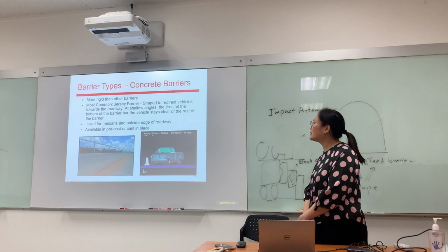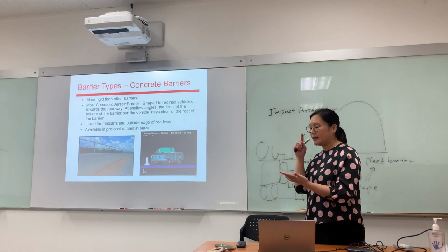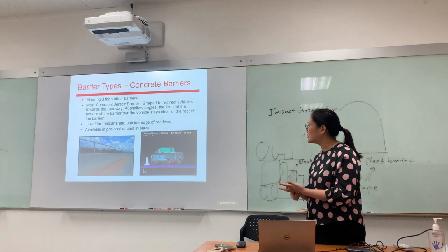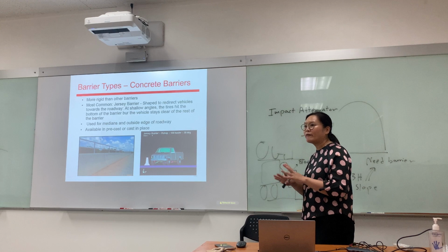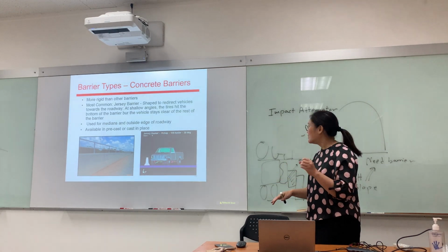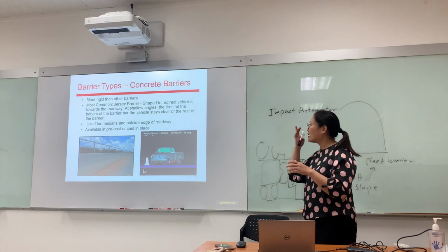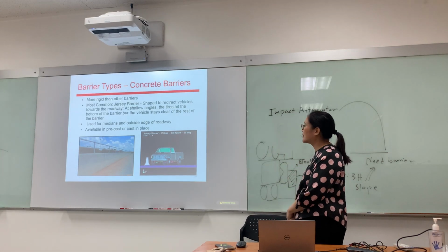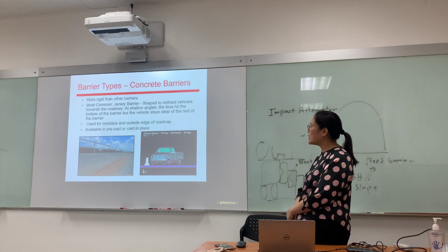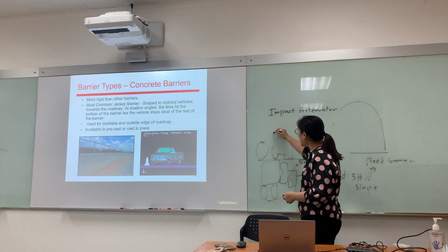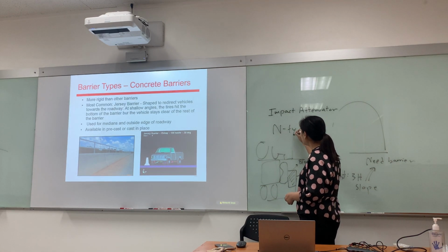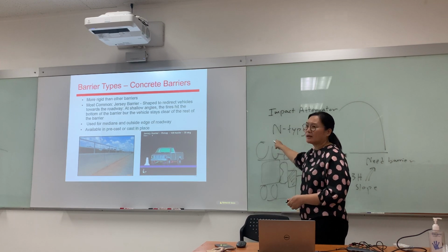The last type, concrete barrier. So now we have cable barrier, we have guardrail, then we have concrete barrier. Concrete barrier is the most rigid one. Deflection, almost zero. Guardrail, we have deflection, right? But concrete barrier, no deflection. So the most commonly used type is the New Jersey barrier, or N type. Very common.